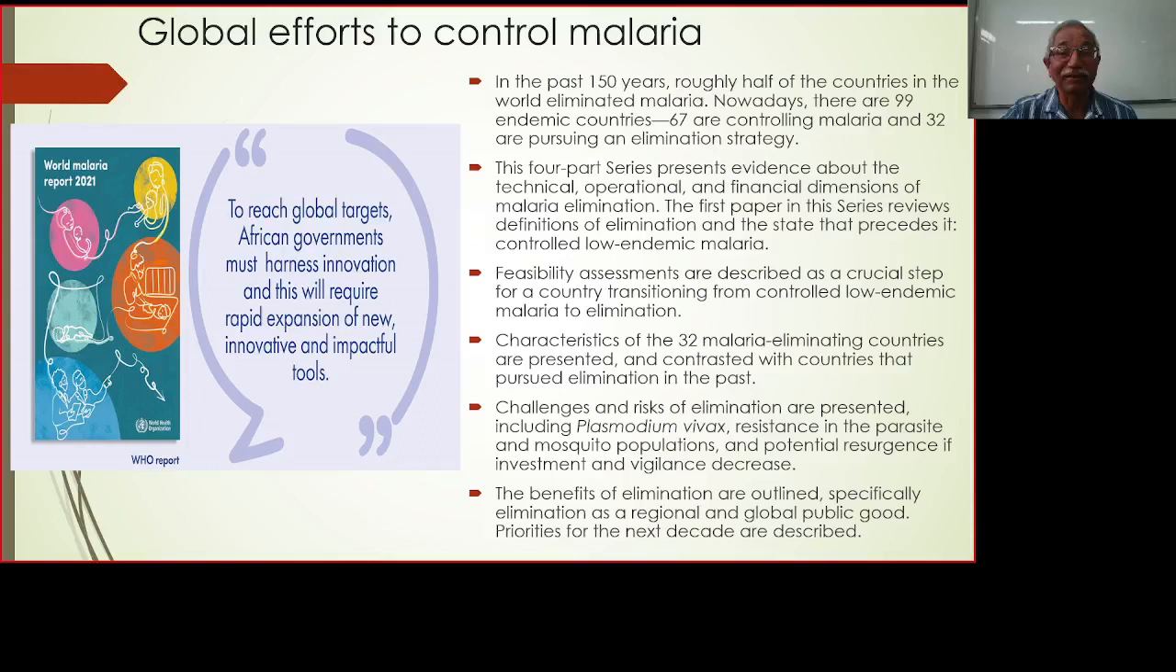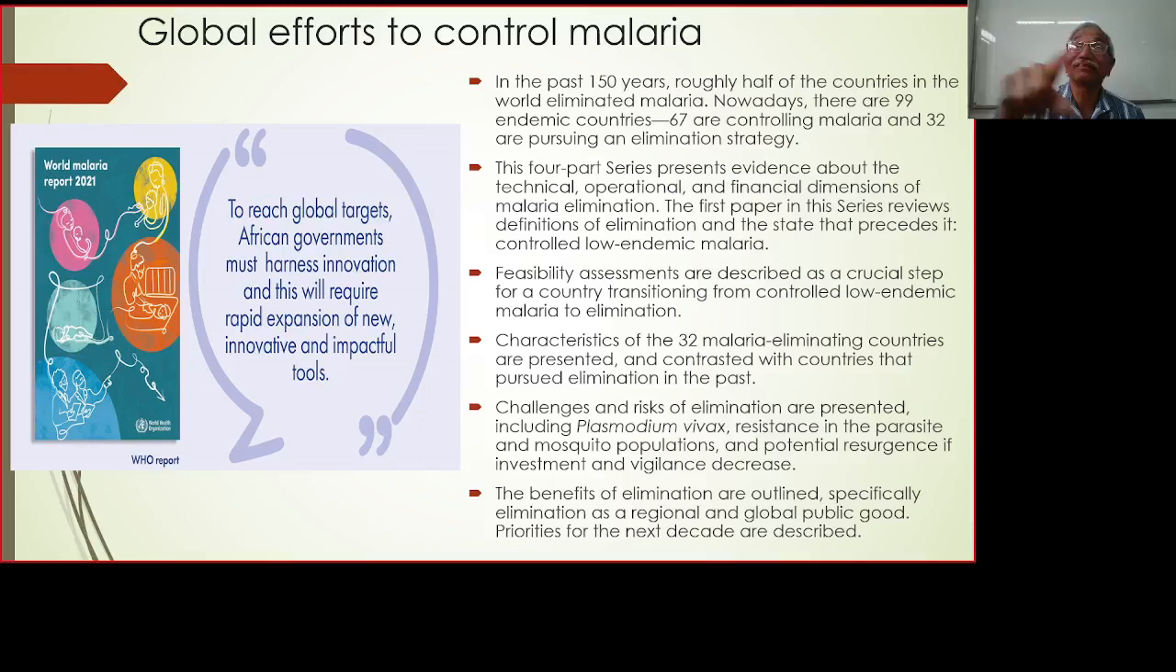They don't have training for that. So there is a different type of feasibility assessment they do. Everywhere they are working, characteristic of 32 malaria eliminating countries. And we'll see the number of countries who have completely eliminated. 32 countries have completely eliminated malaria. But their weather is responsible for that.